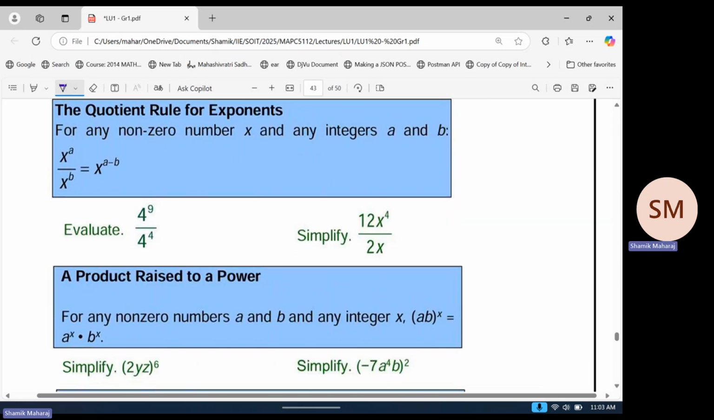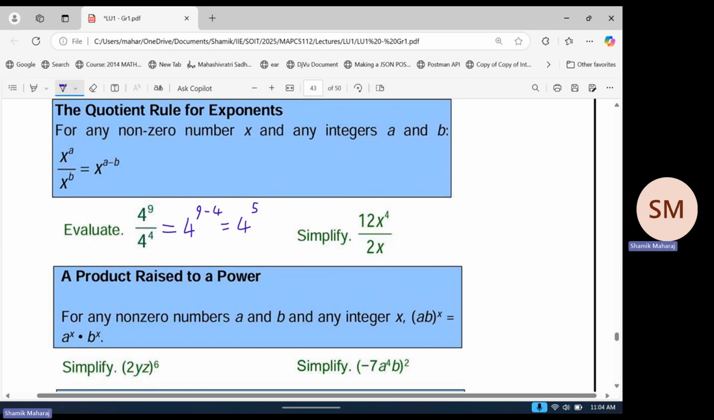Okay, quotient rule. Again, this is a straightforward one. It just tells you that if you have an exponent divided by another exponent, both to the same base, you take the power on top minus the power at the bottom. That's all that happens here. So with a concrete example, this here becomes 4 to the power 9 minus 4, right? Which is 4 to the power 5. Again, straightforward application of the rule.